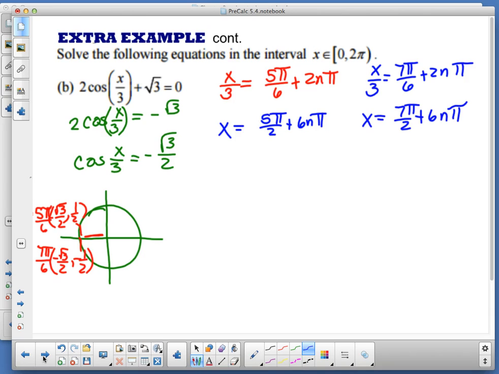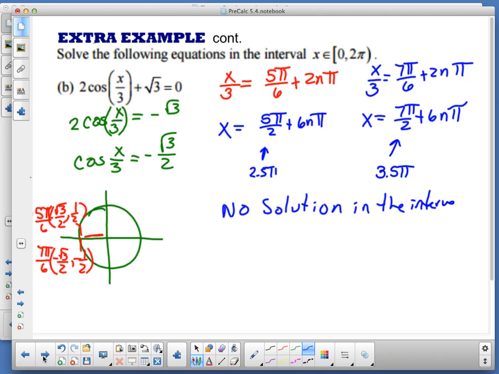These are possible solutions, but they don't exist between 0 and 2 pi. Because I want you to pay attention to the fact that this is 2.5 pi away. This is 3.5 pi away. Okay, so they are not inside our interval. So there is no solution here in the interval given between 0 and 2 pi.